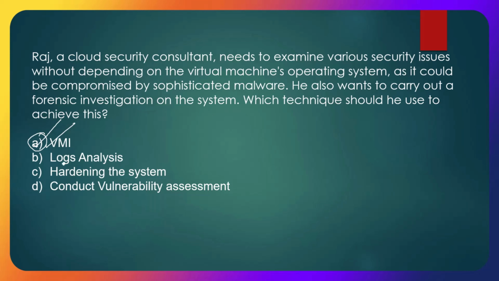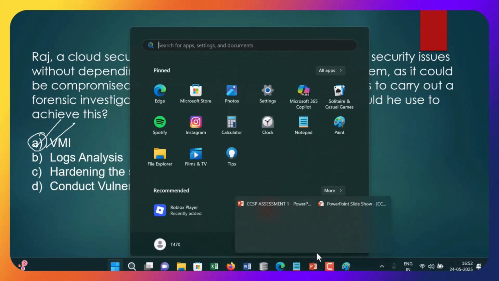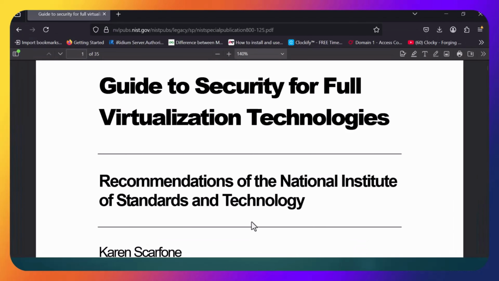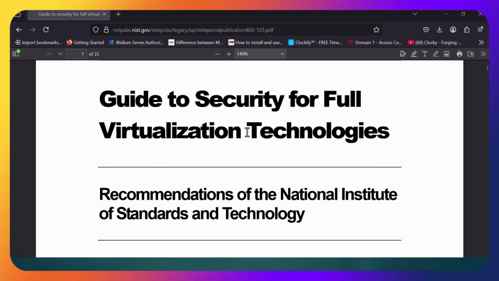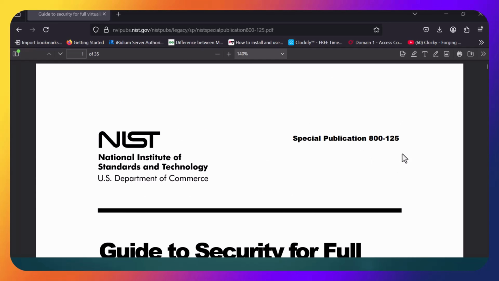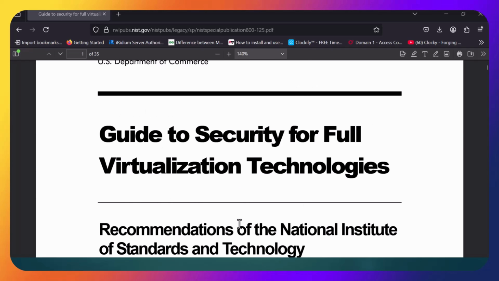Also, there is a document from NIST. Let me show the document to you. Right, just give me a moment. Yeah. There is a document from NIST called Guide to Security for Full Virtualization Technologies. If I just scroll up, you can see this is publication number 800-125. These NIST documents are free, right? We don't have to pay anything to access these documents. Just go to Google and search for SP 800-125. You can see this document.